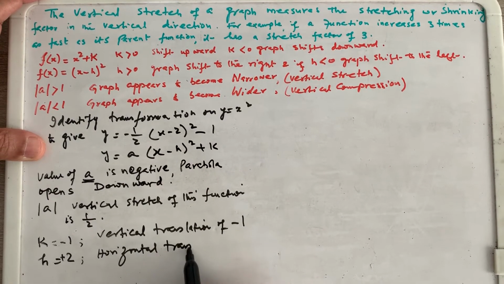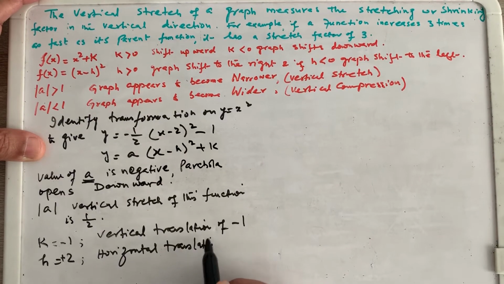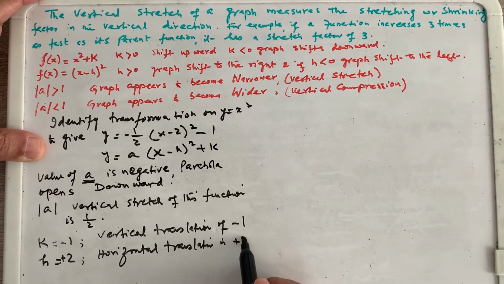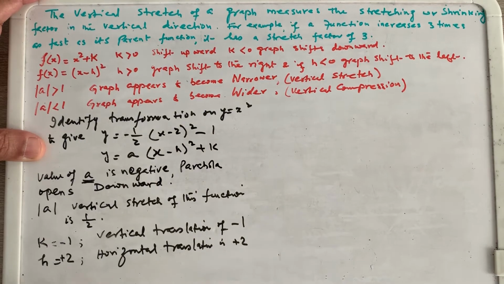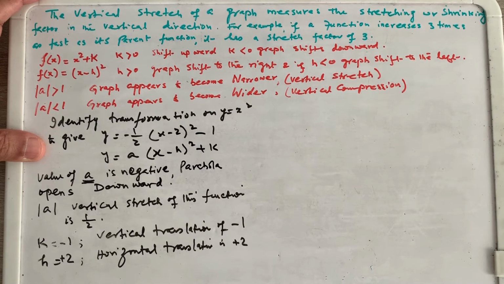Horizontal translation is +2. And we know what horizontal translation +2 means. It travels 2 units to the right on the x-axis. Vertical translation of -1. So the parabola, as compared to y equals x squared, travels 1 unit downward, right?